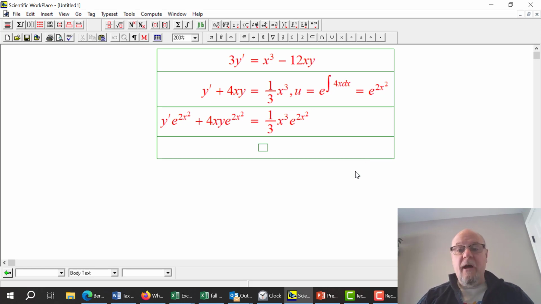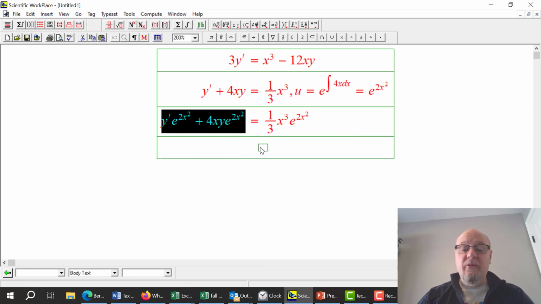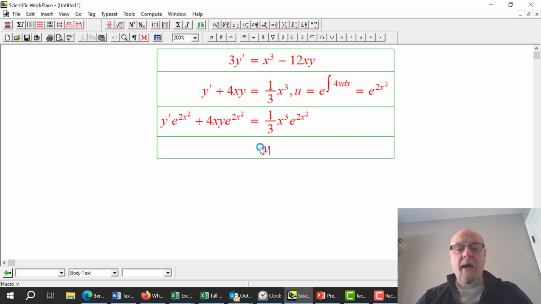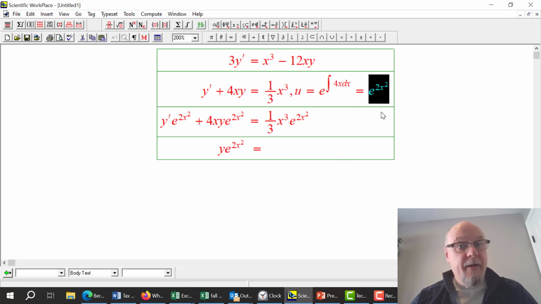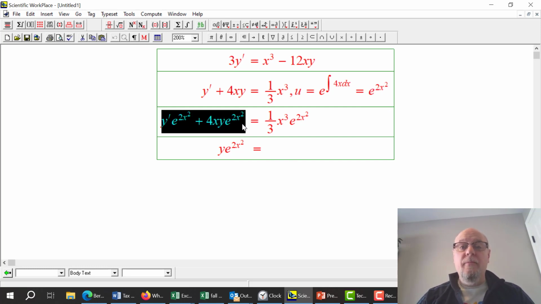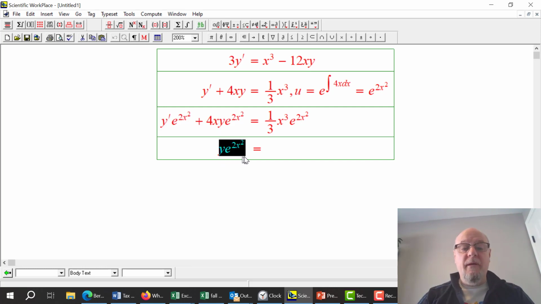Now I'm going to integrate both sides. I'm going to integrate both sides with respect to x. Integrating the left-hand side, those two pieces always integrate to be y times the integrating factor. That's why we chose the integrating factor in that form. Where do these two pieces go? Those two pieces, when they get integrated, become this one piece.